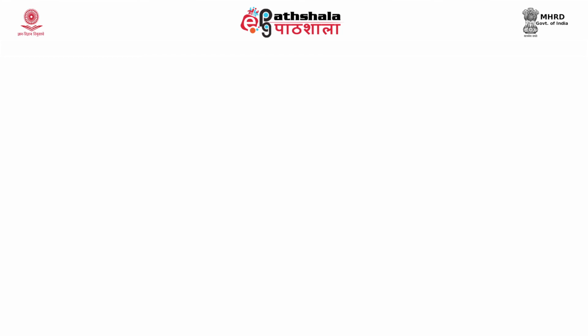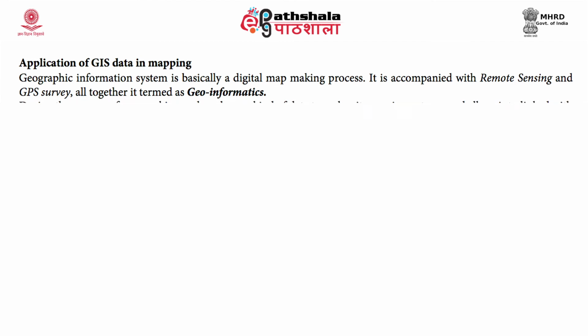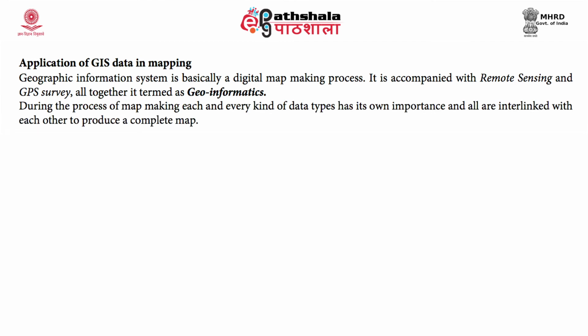Now students, the most important thing of GIS is the application. What are these applications? The application of GIS in mapping is very much important in terms of the processing of images. As we all know, geographic information system is basically a digital map making process. It is accompanied with remote sensing and GPS survey altogether, which is known as geoinformatics. During the process of map making, each and every kind of data type has its own importance and all are interlinked with each other to produce a complete map.